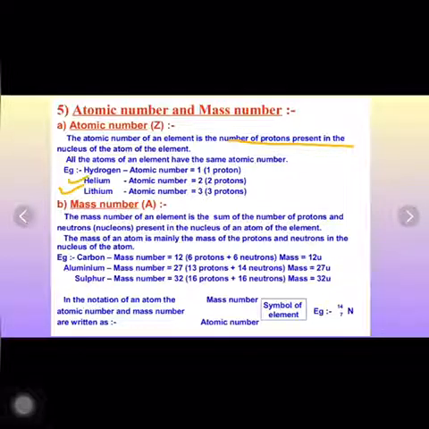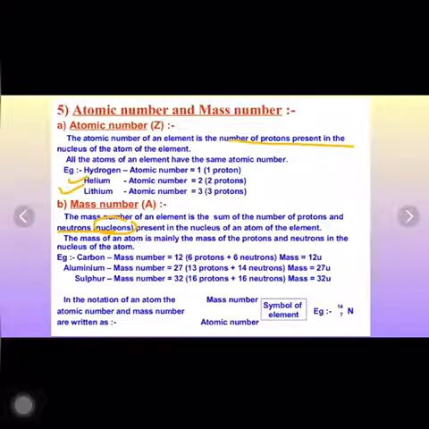So, the mass number of an element is the sum of the number of protons and neutrons present in the nucleus of an atom of the element. So mass number of an element is equal to number of protons plus number of neutrons. Since protons and neutrons are present in the nucleus, these particles are collectively called nucleons. So proton plus neutron is equal to nucleons. Thus we can also define mass number as: the mass number of an element is equal to the number of nucleons present in the atom of that element.